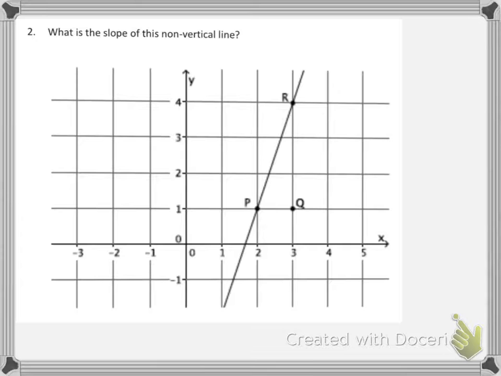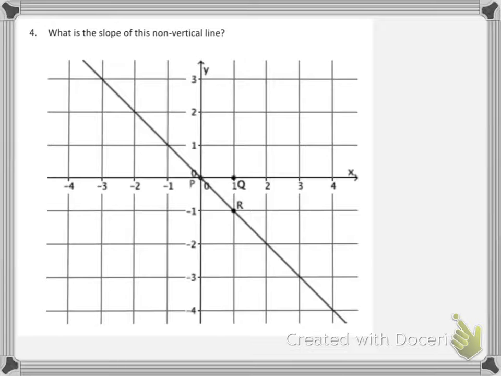Number 2. What's the slope of this line? Well, if I start on the point P, I would have to go up 3, so my slope is equal to, up 3 is a positive 3, over the change in x is a positive 1. So 3 over 1, so the slope is 3.